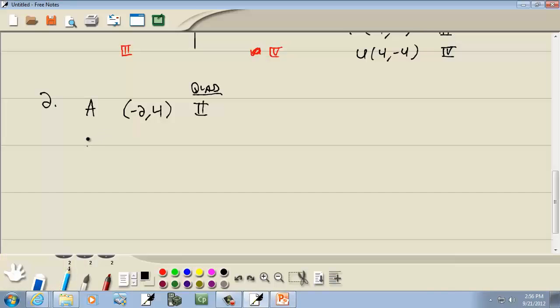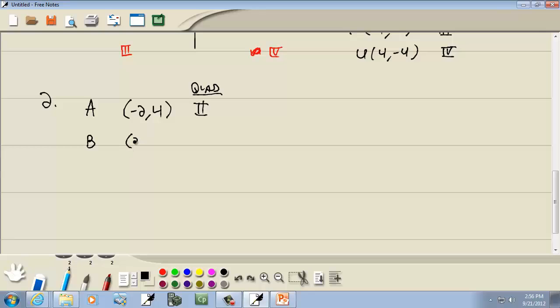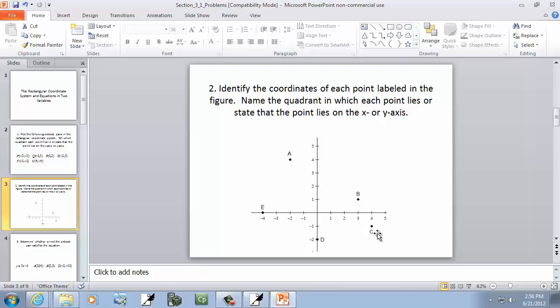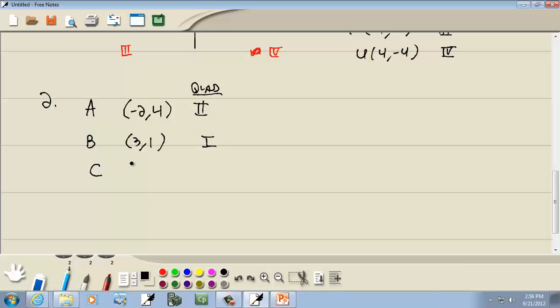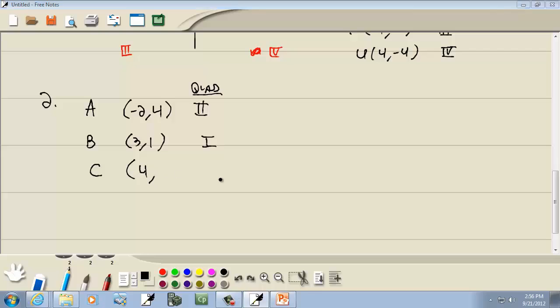Now B. If I go straight down from there, that gives me my x value. So x is 3, and if I go straight over to here, it gives us the y value, which is 1. So this would be 3, 1. And that falls in quadrant 1. Now C is down here. If I go over here, C is 4. And if I go over here, it's -1. So it'll be 4, -1, which is in quadrant 4.